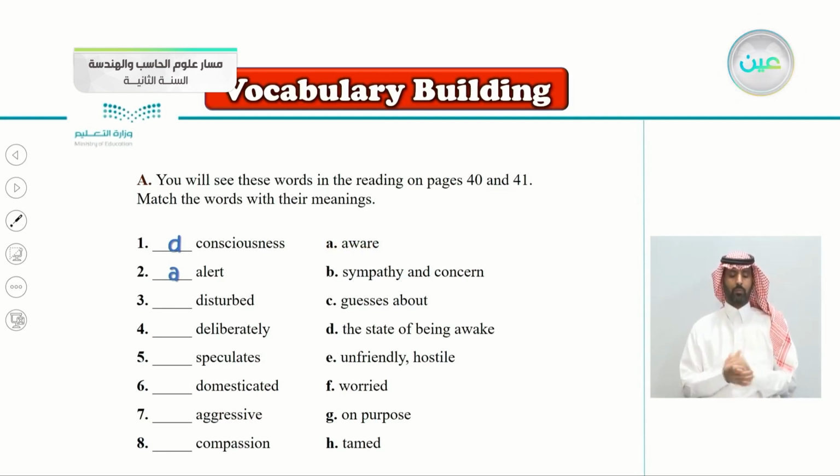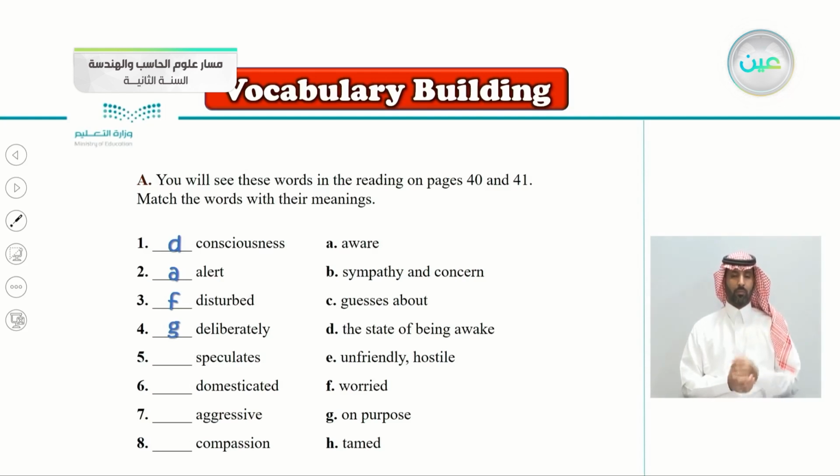Number three, disturbed. To disturb someone. What does it mean to be disturbed? Yes, very good. It goes with the letter F: worried. To be disturbed is to be worried. When you say that this news really disturbed me, it really had me worried. Number four, deliberately. It goes with the letter G, on purpose. You meant to do that. Someone meant to do something on purpose.